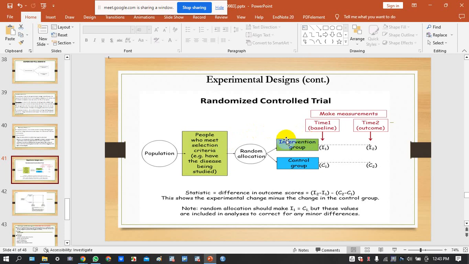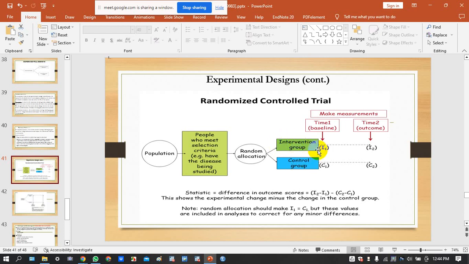Okay, so randomized control trial. We get the population, people who meet selection criteria, for example, have the disease being studied. With the longitudinal study, we start with participants without the condition, then follow them until they develop the condition, but we will not intervene or interrupt by introducing anything in the study. Whereas in the randomized control trial, we start with people who are already having the condition, then we randomly allocate the people into intervention group and control group.